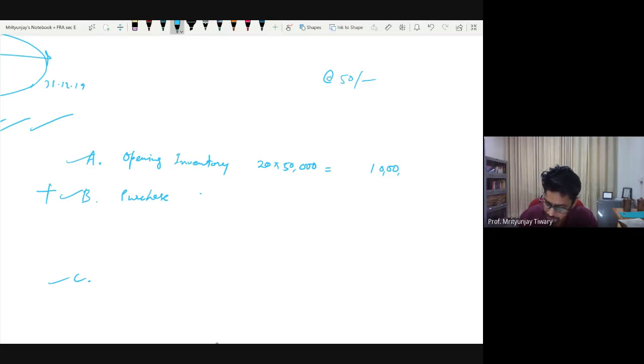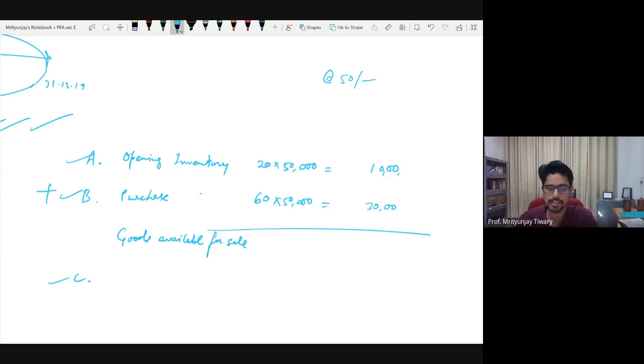So let's say in this year we purchase, let's say 60 chairs further, all at the price of 50,000 each. So 30 lakh worth of additional inventory has been purchased. So if I add opening inventory and purchases, then the number I get has a specific name to it. This thing is called goods available for sale. So basically in this period, I had total 80 units at 50,000 each for sale. And that is how I have a total inventory worth 40 lakh to sell.